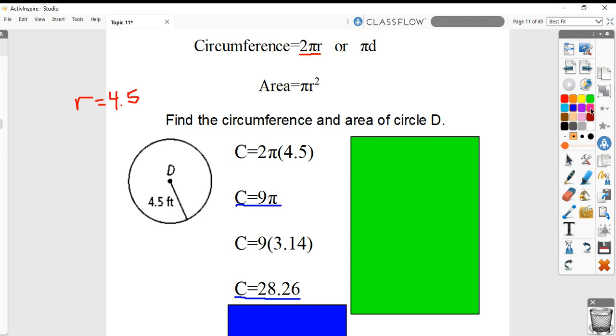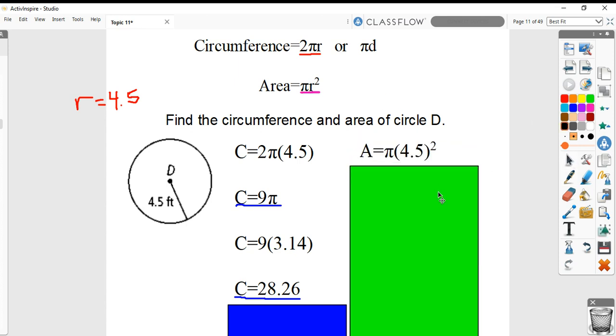Okay, if we're finding the area of a circle, we're using this formula now, pi times the radius squared. And let me show you what usually happens. A lot of times you will look at this expression and say pi times 4.5 squared. Somebody is going to take their calculator and do 4.5 times pi. They're going to take whatever that number is and square it.